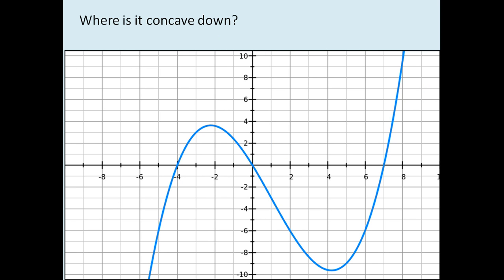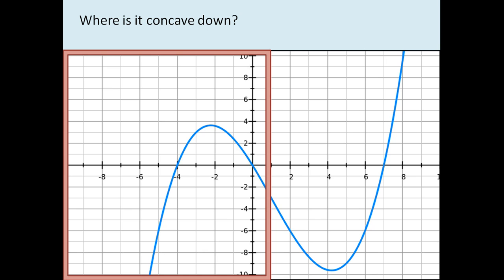Now we're going to look at when the function is concave down. That's about from 1 to negative infinity. You can see that it looks like a mountain right there, a hill, rather than a valley. And then it would not be able to hold any water.